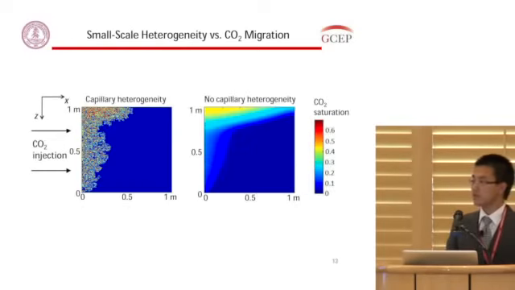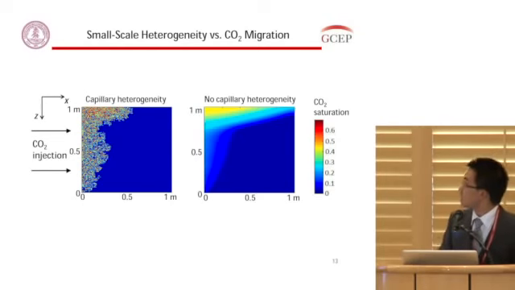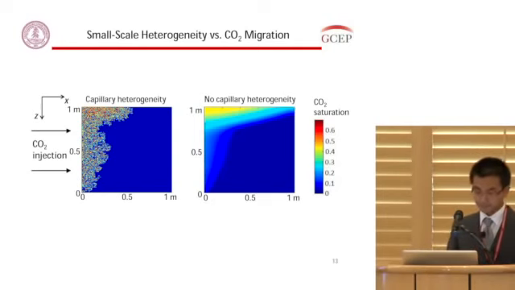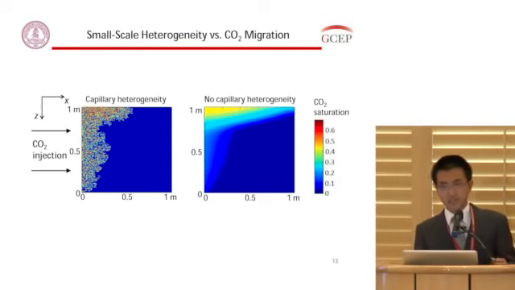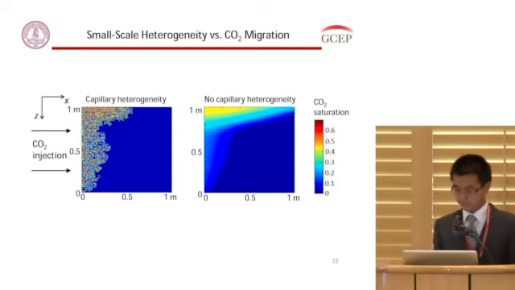This is the simulation result of when we are considering capillary heterogeneity. As you can see, due to gravity, the CO2 tends to move upward and form a gravity tongue. However, the advancement of the CO2 front is not that easy. CO2 encounters some local obstacles, and that's why the displacement front is jagged. This means that the CO2 mobility is restricted by capillary heterogeneity.